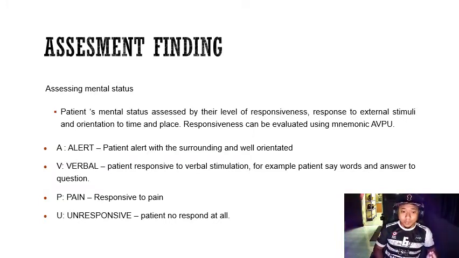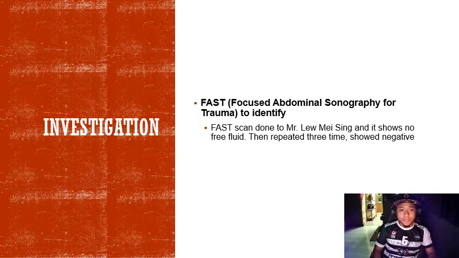V is verbal, the patient is responsive to verbal stimulation. For example, the patient says words and answers the questions we ask him. P is pain, the patient responds to pain. U is unresponsive, the patient has no response at all. This patient is alert and conscious. Okay.